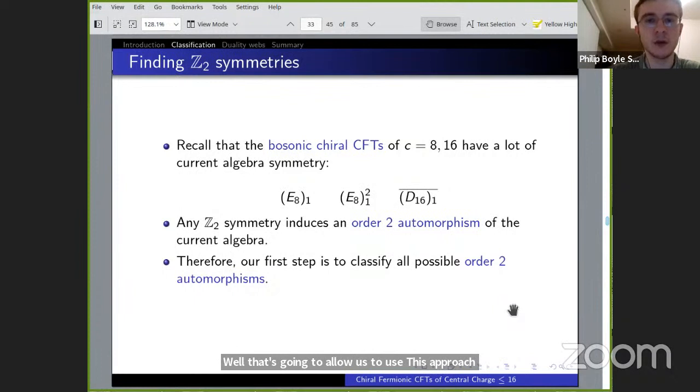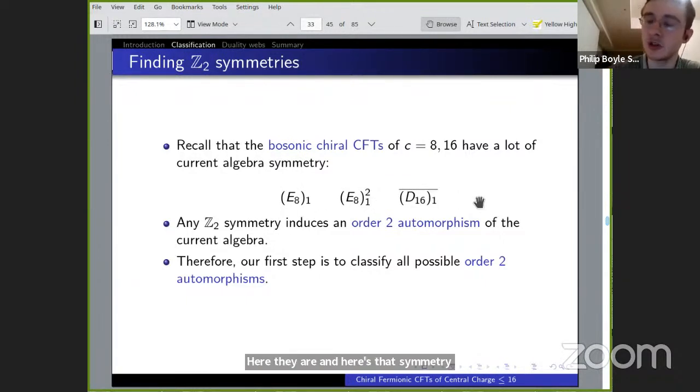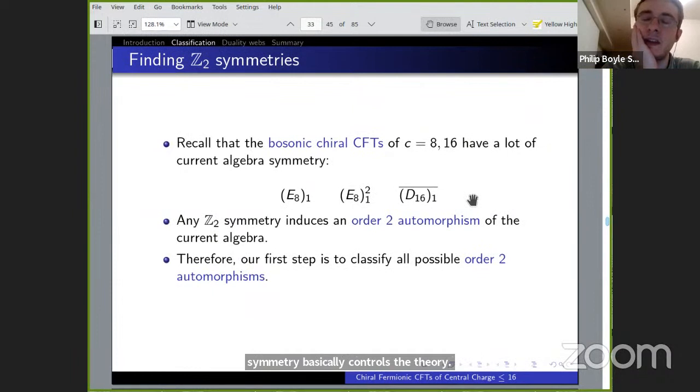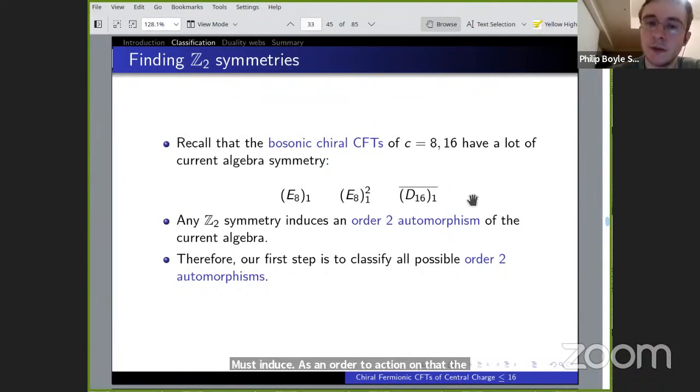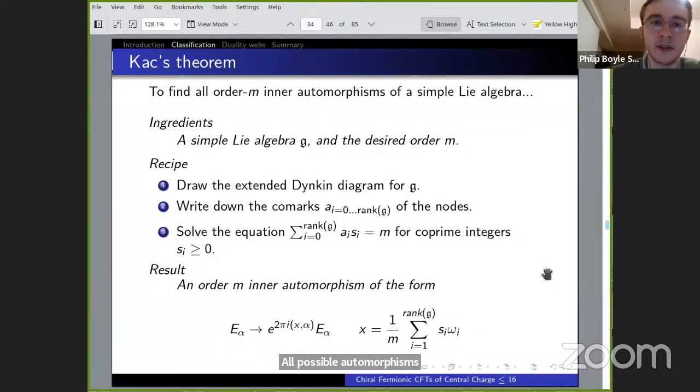So recall the bosonic chiral CFTs have a lot of current algebra symmetry. Here they are, and here's their symmetry. And this symmetry basically controls the theory in the following sense. Any Z2 symmetry of the theory must induce an order 2 automorphism of the current algebra, because a Z2 symmetry must map the spin 1 currents to the spin 1 currents, which form a Lie algebra, and therefore must induce an order 2 action on that Lie algebra. So to classify Z2 symmetries, our first step should be to classify all possible order 2 automorphisms. And the tool for that is Kac's theorem.